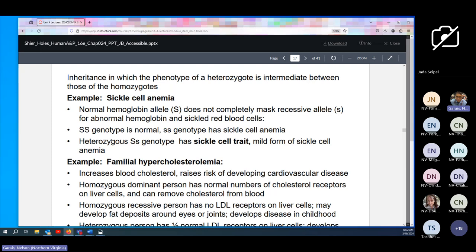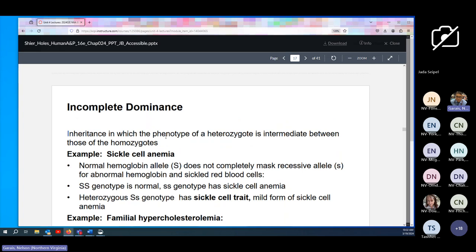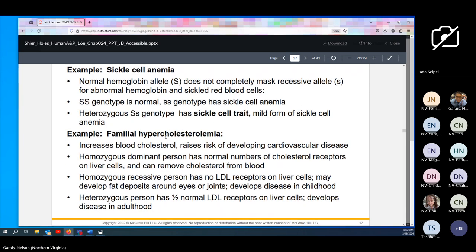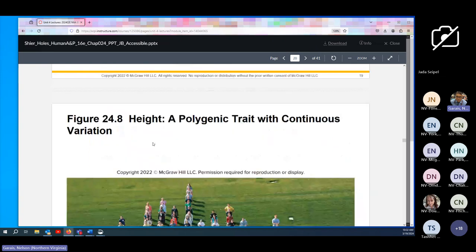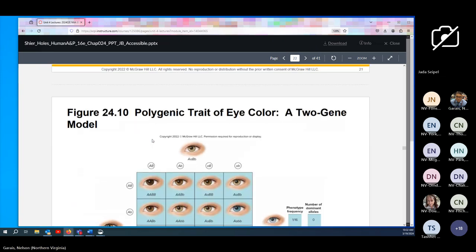Now let's get into sickle cell anemia and familial hypercholesterolemia. Now, sickle cell anemia is what they call incomplete dominance, just the title, right? That means you're going to have something called the sickle cell trait. So let's look at sickle cell dominance. Do they have it here? No.